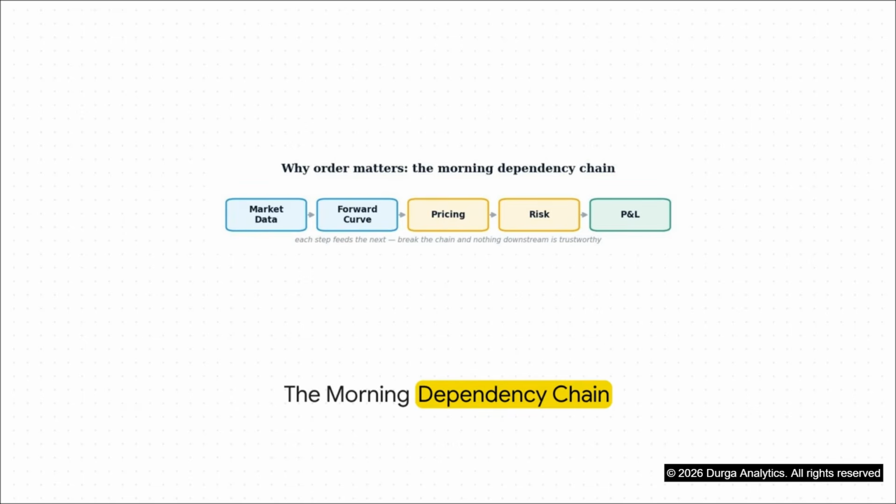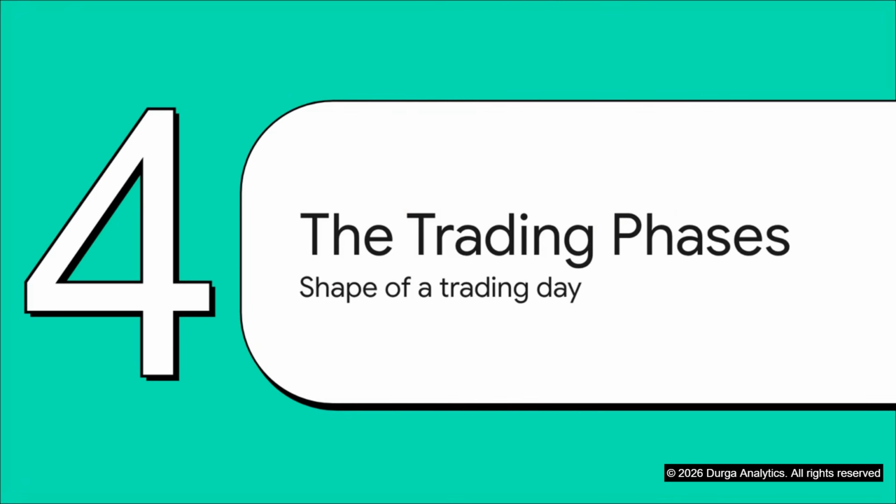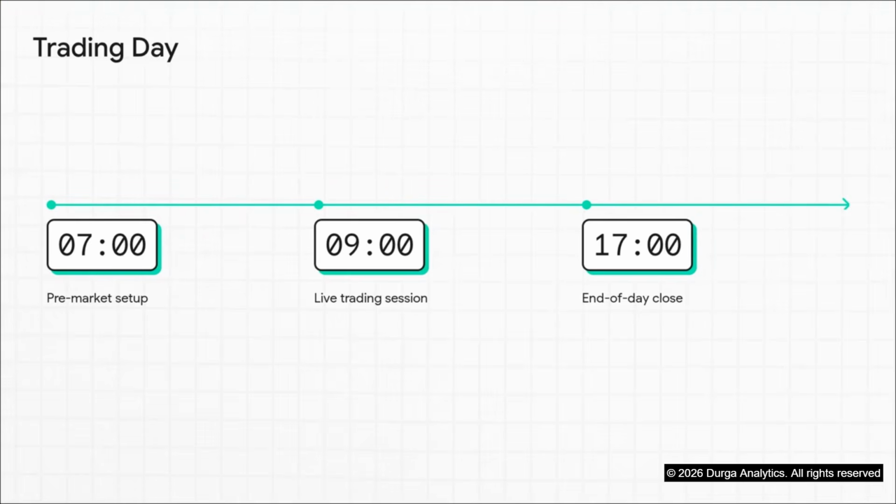If you break this chain anywhere, say your market data feed goes down, absolutely nothing downstream can be trusted. Every model we build in this curriculum sits somewhere on this exact chain. Section 4, the 3 trading phases. Let's map out how this pipeline actually behaves chronologically.